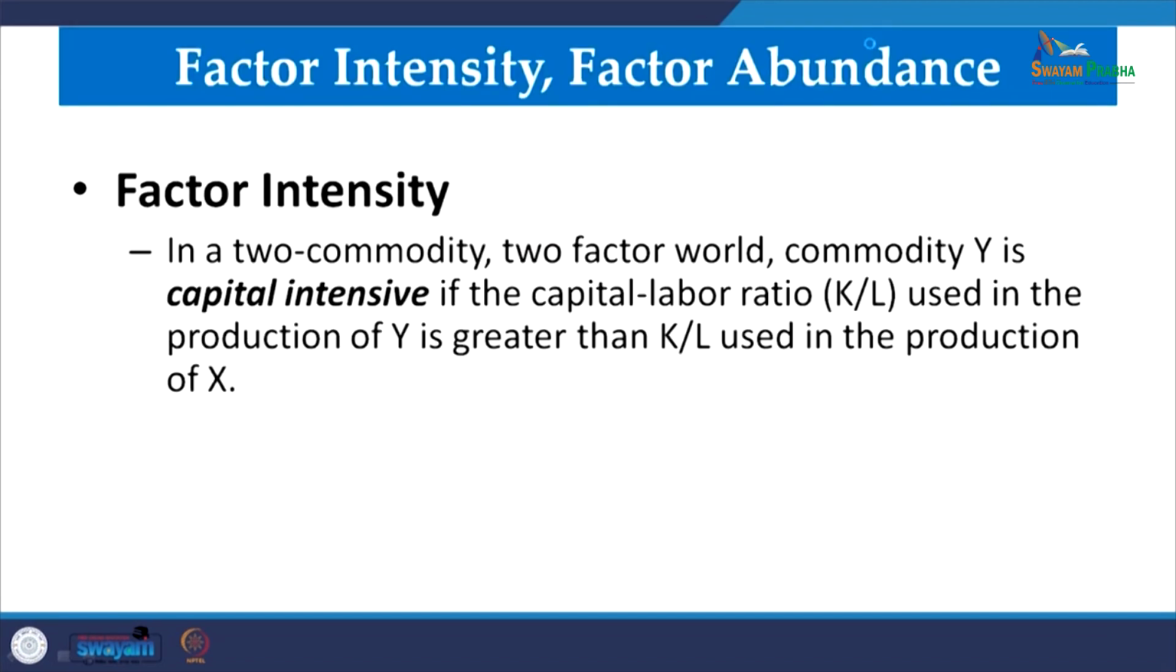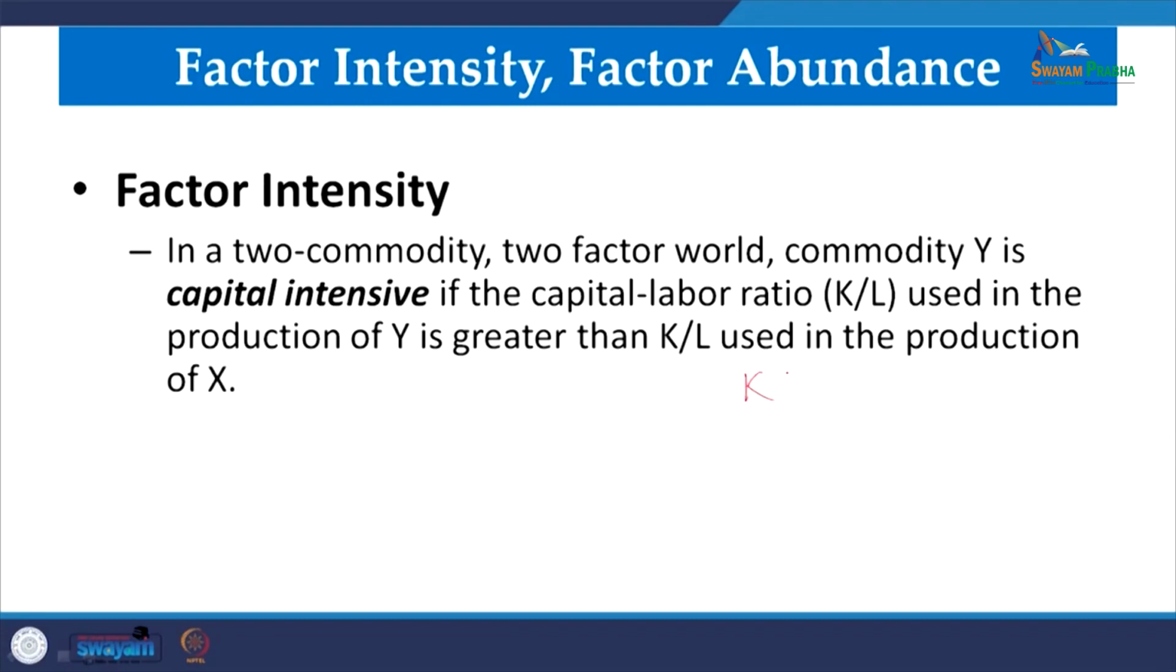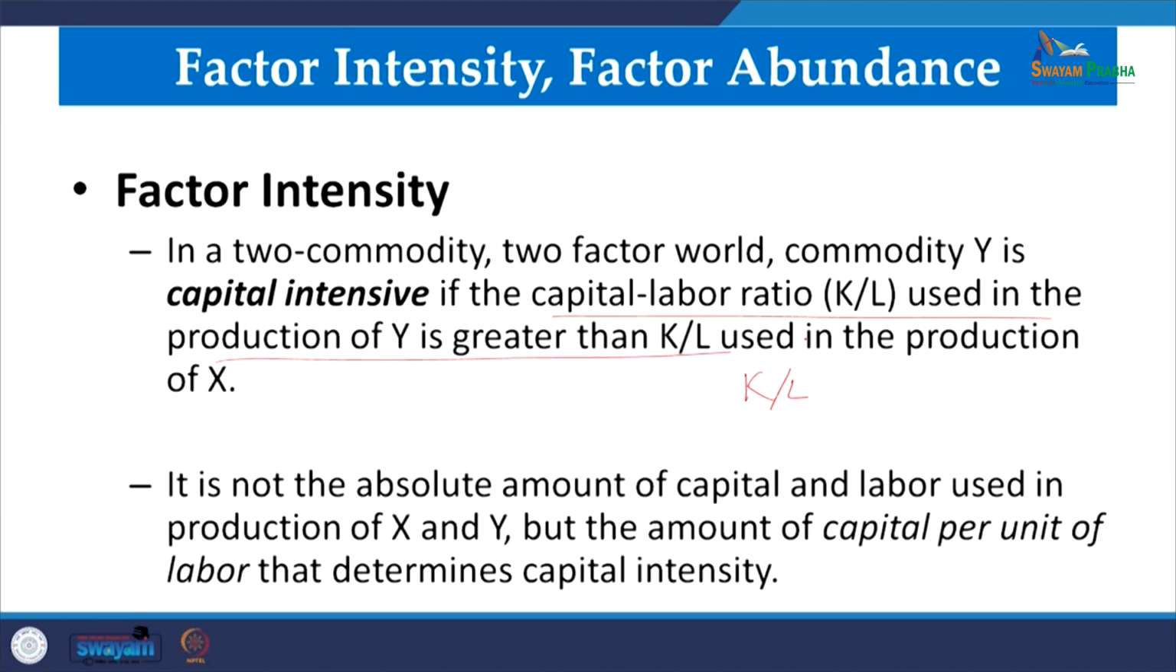Now, they conceptualize the theory through various concepts like factor intensity and factor abundance. What do you mean by factor intensity? Suppose there are two commodities; we have already assumed commodity X to be labor intensive and commodity Y to be capital intensive. Capital intensive means more capital as compared to labor, K by L should be higher than K by L in the other industry. So the capital labor ratio used in the production of Y is greater than that used in the production of X. It is not the absolute amount of capital that matters to define factor intensity, rather the relative allocation of resources or the endowments.